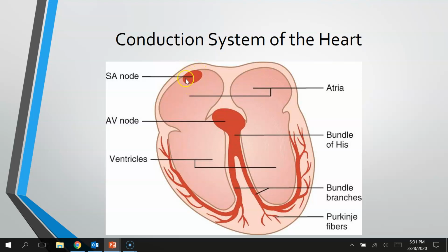So as that transfers down to the AV node, it's going to trigger, and then that's going to go down through the bundle of His. It will then branch into the left and right bundle branches, and then the Purkinje fibers are going to innervate those nerves all around the heart. So again, this is going to trigger the contraction of the atria as it goes to the AV node and down through the bundle of His. This is going to help the contraction of the ventricles all the way down through these Purkinje fibers.